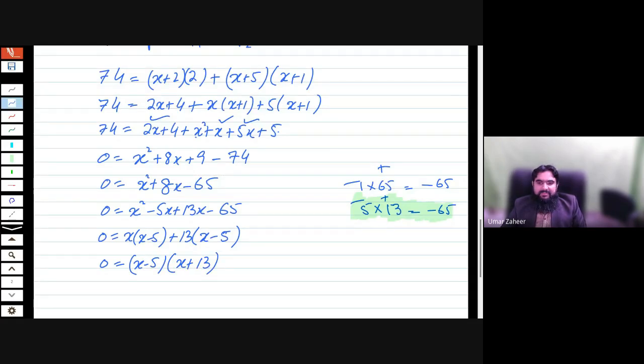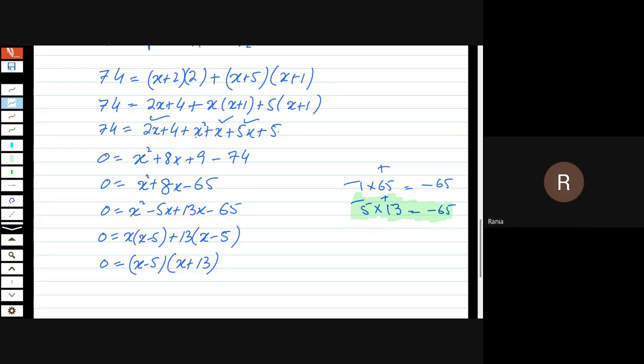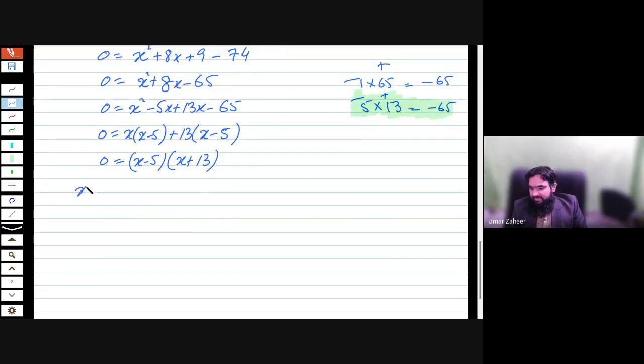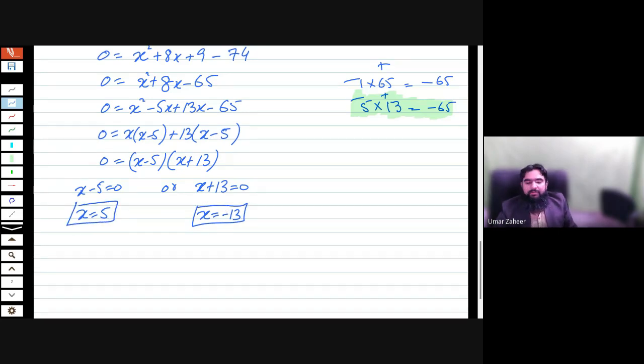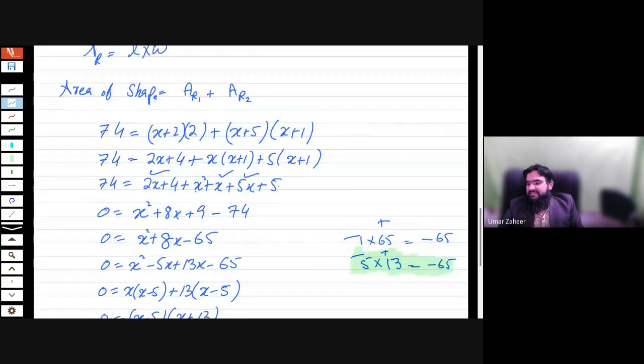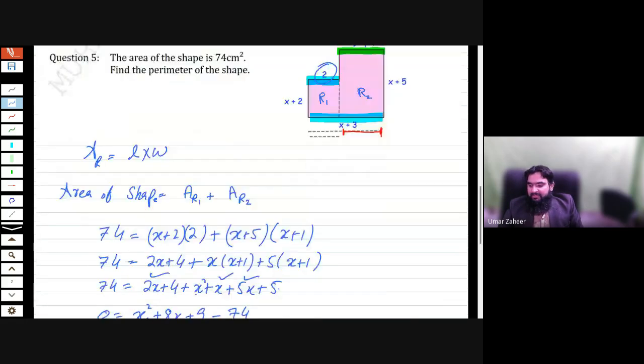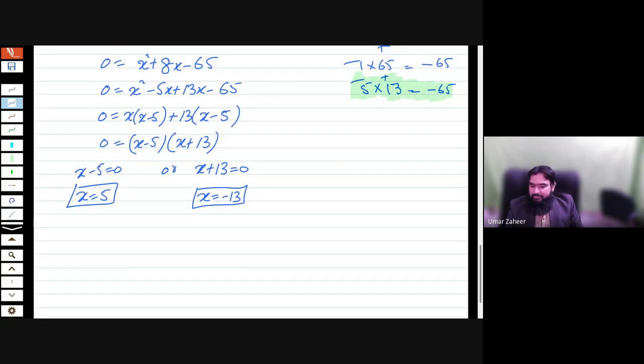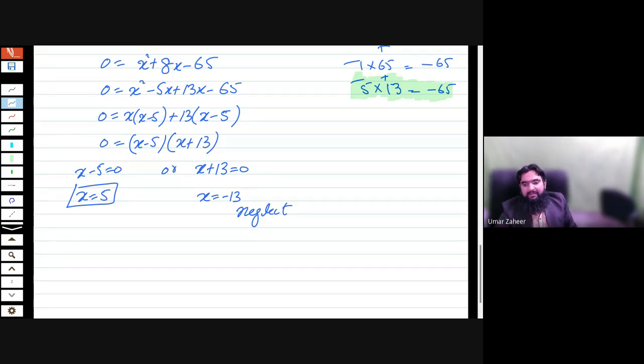Everyone, is this step clear? So x minus 5 is equal to 0, or x plus 13 is equal to 0. We will get x is equal to 5 and x is equal to minus 13. Now obviously we are talking about x as a length, right? We are getting negative 13, so we are going to neglect this answer. Why? Because the length can never be negative.